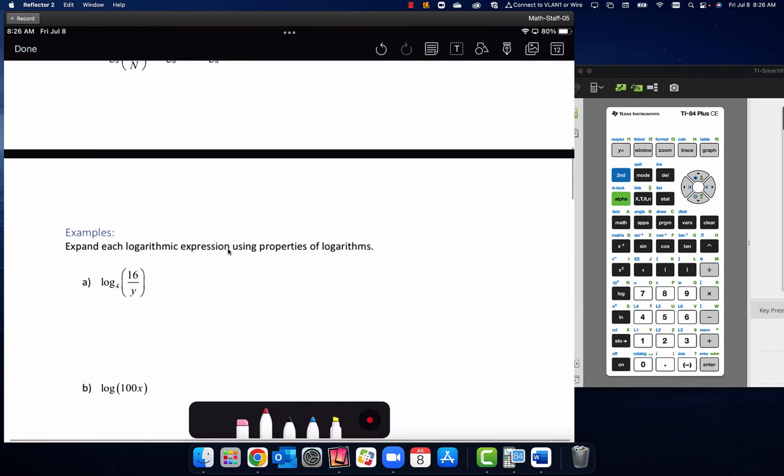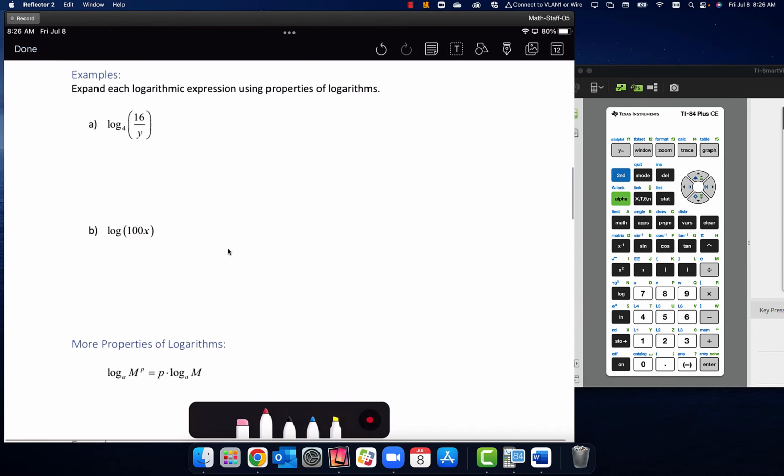Let's practice those. For example, we have log base 4 of 16 divided by y. Since it's division, we can expand this logarithm into a difference of 2 logs. Log base 4 of 16 minus log base 4 of y. The numerator is the argument on the first log, and then we subtract the denominator.